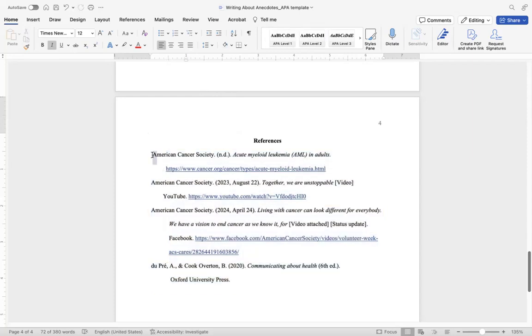Anyway, oh, actually, I know what to do. Can you open up the styles pane and then reapply the APA reference style?